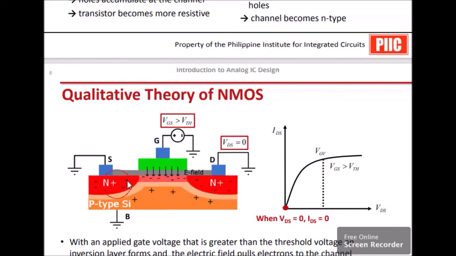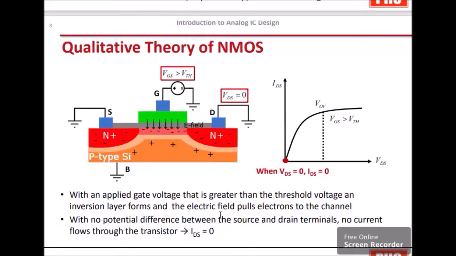Okay? Nagkakaroon na ng layer ng electrons na complete na makakapag-flow. Possible na makakapag-flow yung ating current. Okay? So, yung ating electric field pulls the electron to the channel. Yung mga electrons dito na napupull niya into the channel, complete na yung ating path. Pero somehow, again, tulay lang to, okay? Hindi ibig sabihin na may tubig lahat ng tulay. Ibig sabihin na may flow kapag mayroon ng channel dito.